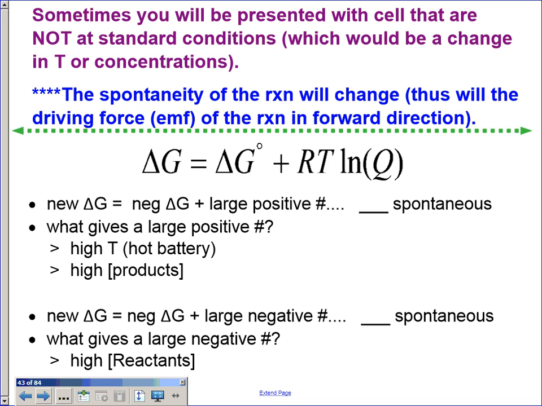That's how you do that. All right. So sometimes you don't have standard conditions. So sometimes you don't have 1 molar concentration, for example. That's going to change how much the driving force pushes your electrons from anode to cathode. So you have to account for how that influences your cell potential.